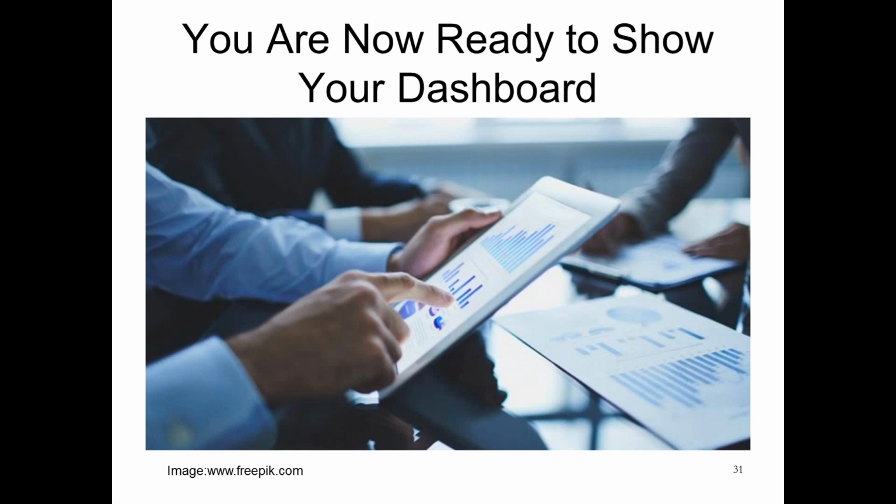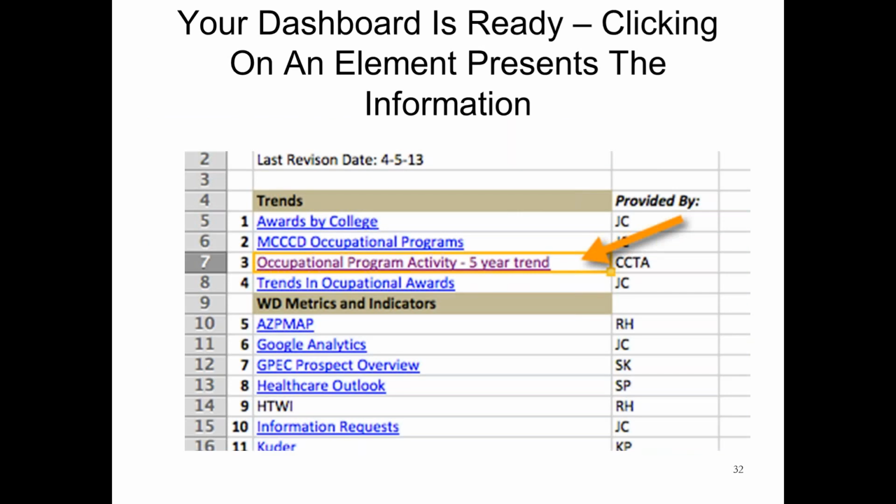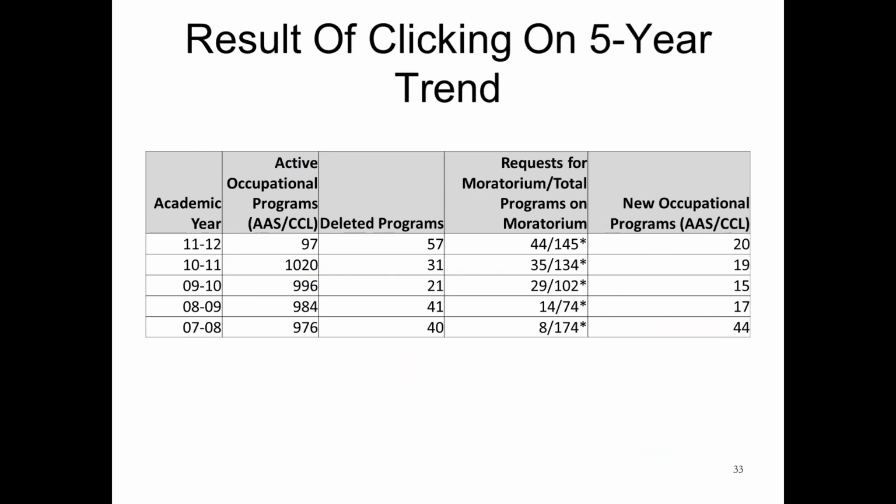You've got it set up, you've outlined it, you've created your worksheets, you've linked them, ready to show. So your boss comes in and says, hey, let me show you this dashboard. Open up your Excel and click on it. Click on that occupational program activity trend. Click, there it is. So that's the results of clicking on the trend. You can see the academic years, the number of programs going on to moratorium, whatever you've got to show. So in just a matter of a few minutes, we've come pretty fast to actually getting towards what dashboards mean and how to think about them.